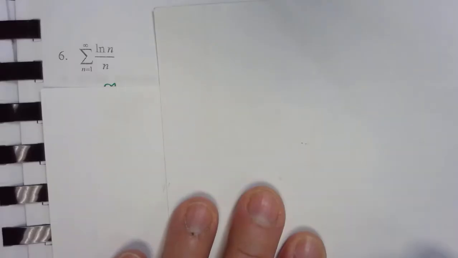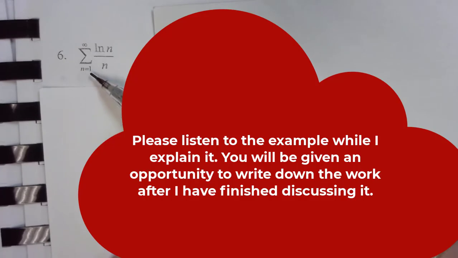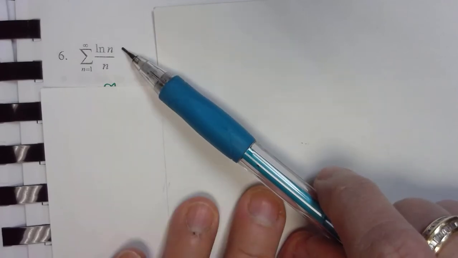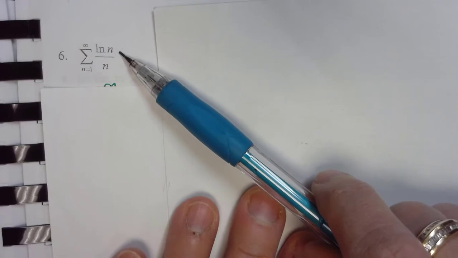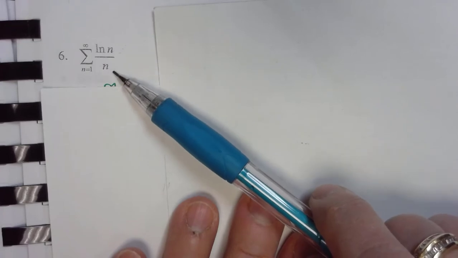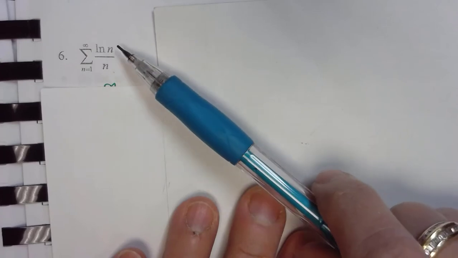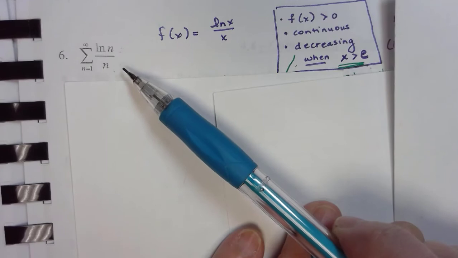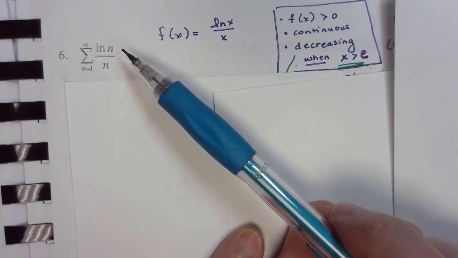Example 6, this is our series, the sum as n goes from 1 to infinity of natural log of n over n. This is logarithmic, which increases very rapidly at first and then slows its increase down quite a bit. This is polynomial, and this is going to increase more rapidly than this after a few terms. So our series is the sum n goes from 1 to infinity of natural log of n over n.